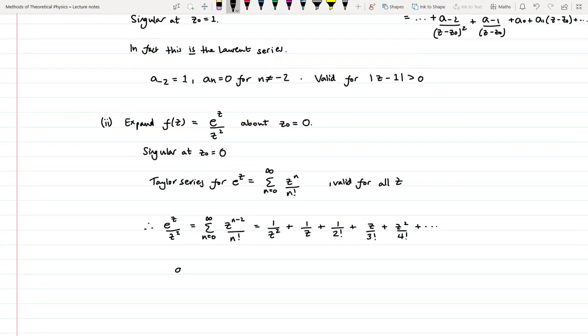I'll write down that the a minus 2 and a minus 1 coefficients are 1, and a_n, this expression is for any n greater than or equal to 0. And we're done. This is our Laurent series. And this is valid for all z greater than 0.